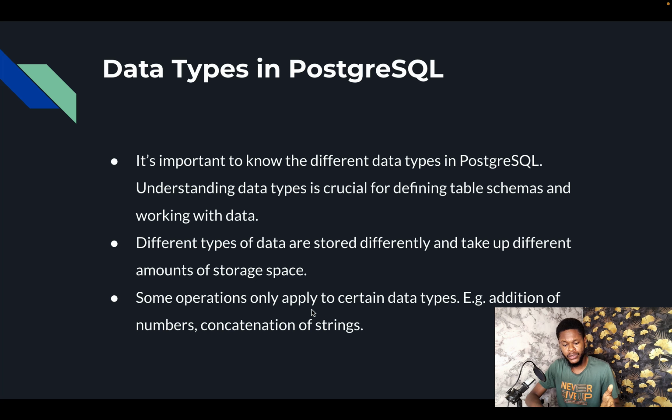Also, some operations only apply to certain data types. This is what I was talking about when I said you need to know the data type so you know the right kind of analysis to perform. An example here is addition of numbers, concatenation of strings. Let me tell you a little story. There was a company I was helping evaluate their product. I was doing quality assurance, and they have this product where their customers can sell their things and then they pay the customers for selling their things.